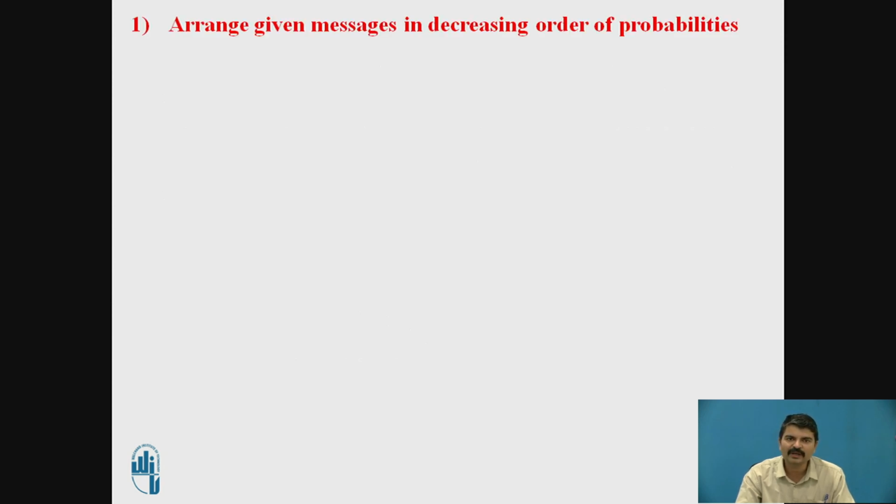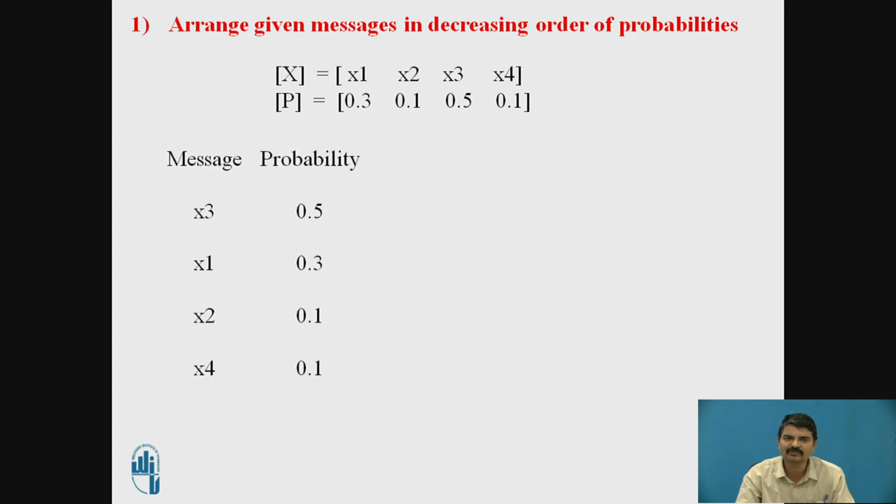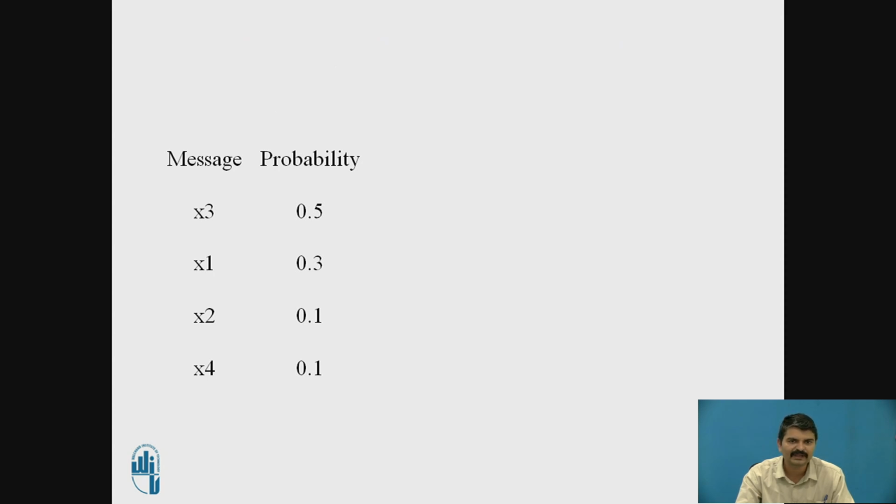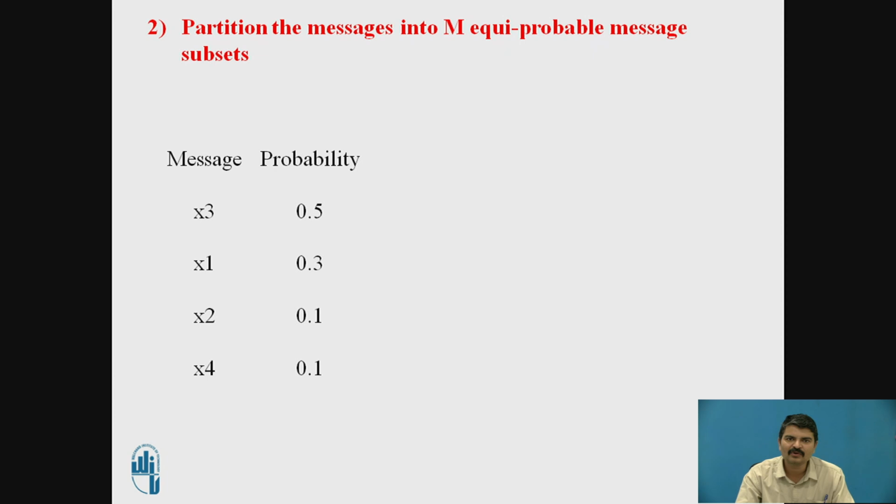Now see here, one by one we have to arrange these messages in decreasing order of probabilities: 0.3, 0.1, 0.5 and 0.1. So first we arrange them in decreasing order. You can see here 0.5, 0.3, 0.1 and 0.1. Then the next step: partition this into equiprobable subsets, which means here we have to divide it into 2 parts.